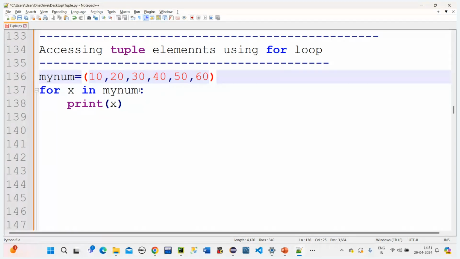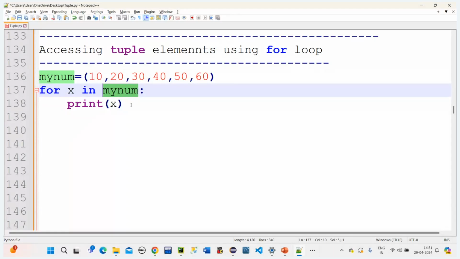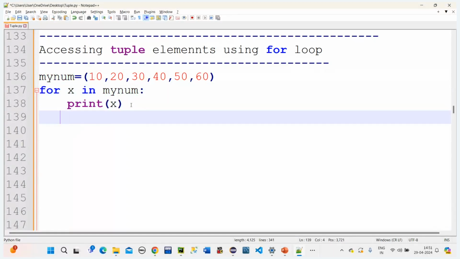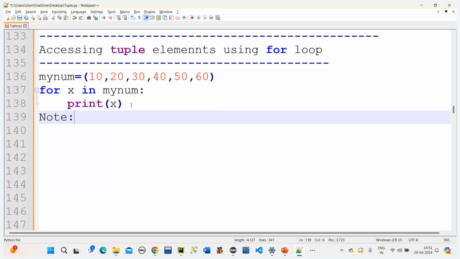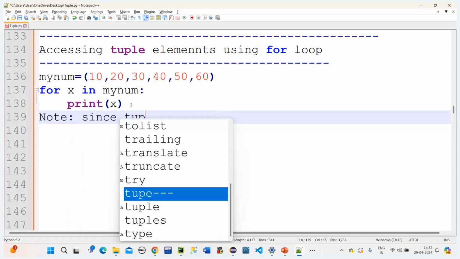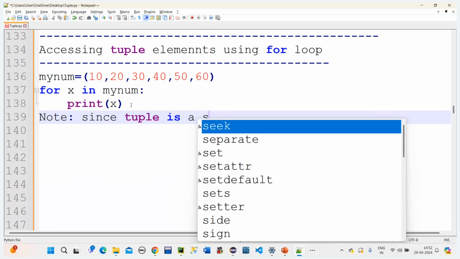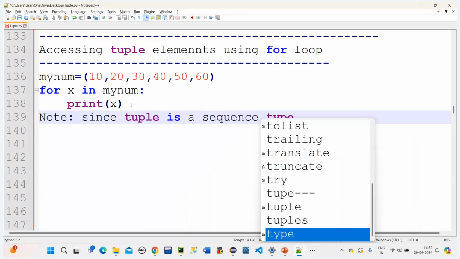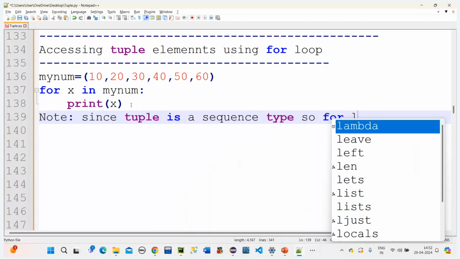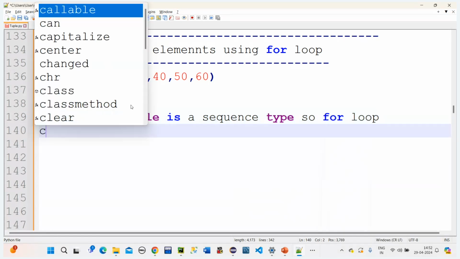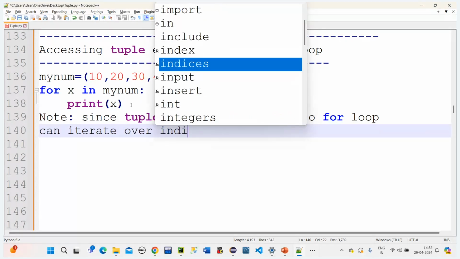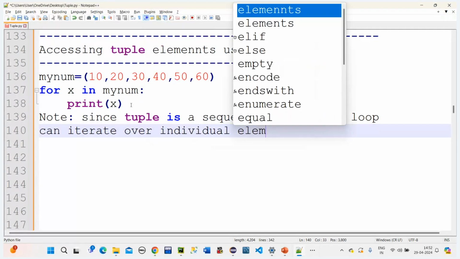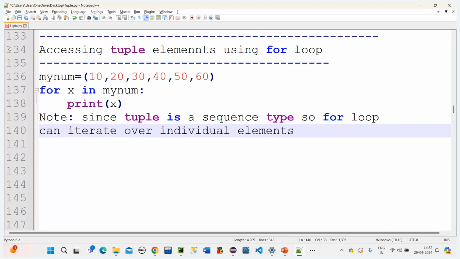Now in the for loop we have to use only a sequence. If you write any integer, it will not work. So that is what I'm writing in a note. Note: since tuple is a sequence type, the for loop can iterate over individual elements. Now let's see the output here.